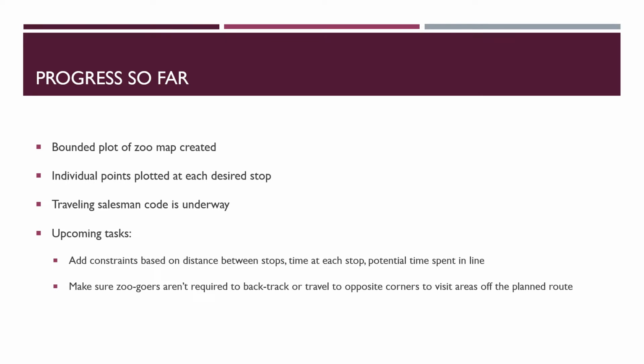Upcoming tasks include adding those constraints to factor in the distance between each stop, the time spent at the stop, potential slowdowns such as waiting in lines or something like that, factoring in if children are going to get tired, if they can even make it this far, making sure that anyone following this route isn't required to backtrack or miss anything, and they don't have to get to the very end of the route, realize they have to cut all the way back to the opposite corner of the park to go see something the route caused them to miss.